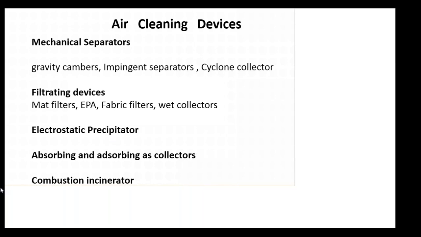And there are absorbing and adsorbing collectors. These are used mostly for gases, which absorb or adsorb the gases and separate them from the air. And there are also combustion incinerators. If our contaminant is flammable, then we may wish to incinerate it. We may wish to burn it. For this type of contaminant, a combustion incinerator can be used.